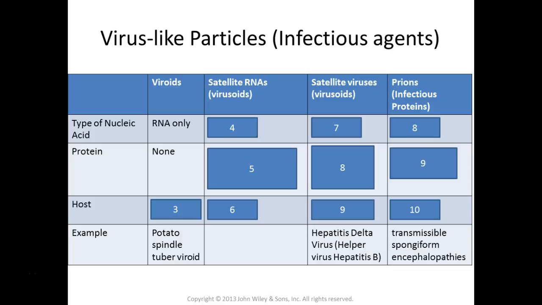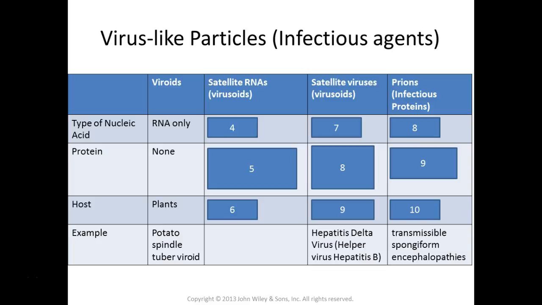Why have you probably never heard about these before? What host do they infect? What cells do they infect? Plants, right? Which is probably why you've never heard of them before, unless you're a botanist, right? You're supposed to stick to human stuff. An example, and again, I'm not going to make you memorize examples, but sometimes examples help us. The example they talk about is the potato spindle tubular viroid, and it causes deformity in the potato.